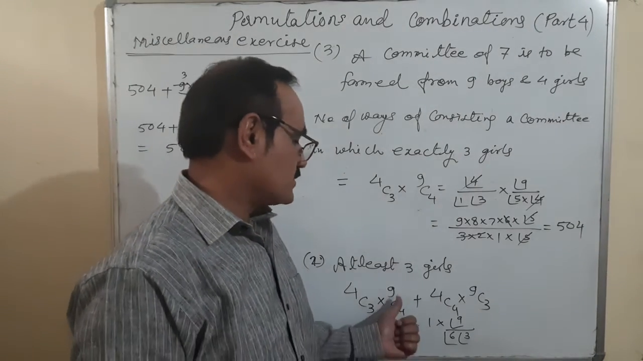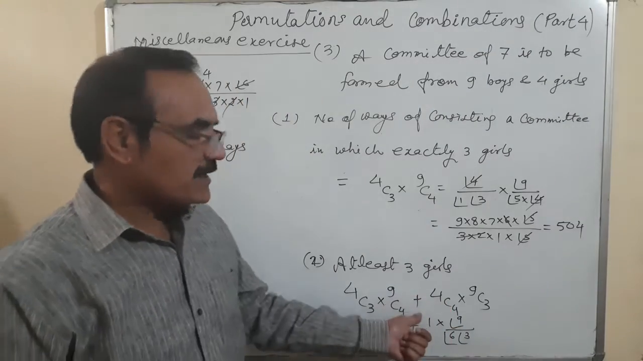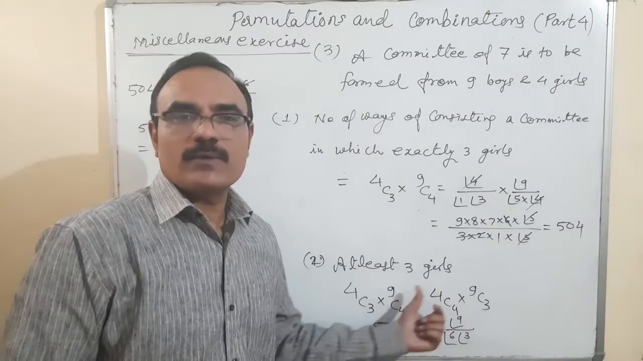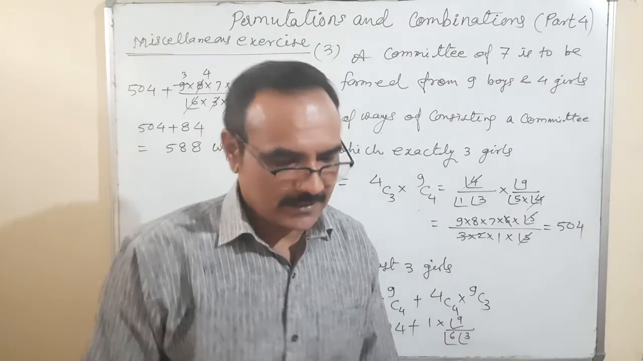At least 3 girls means this is one event, or this one. Here you know why this plus sign is coming: because as per the rule, this or this both are possible. So when the 'or' term is coming, then the events will be added. Therefore there is a plus sign.